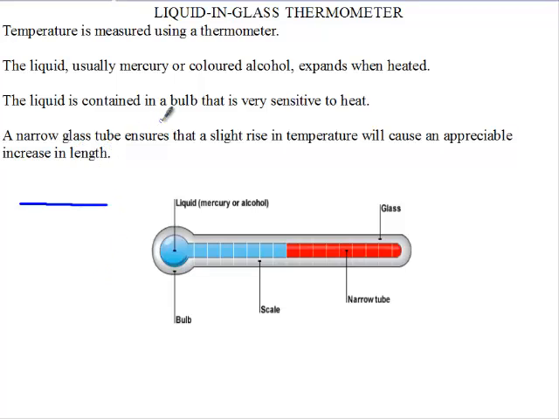The liquid is contained in a bulb that is very sensitive to heat. The bulb is made up of a metallic material that is very sensitive to heat, so that the slightest increase will be transferred to the liquid to cause the expansion. The slightest increase will result in an expansion.